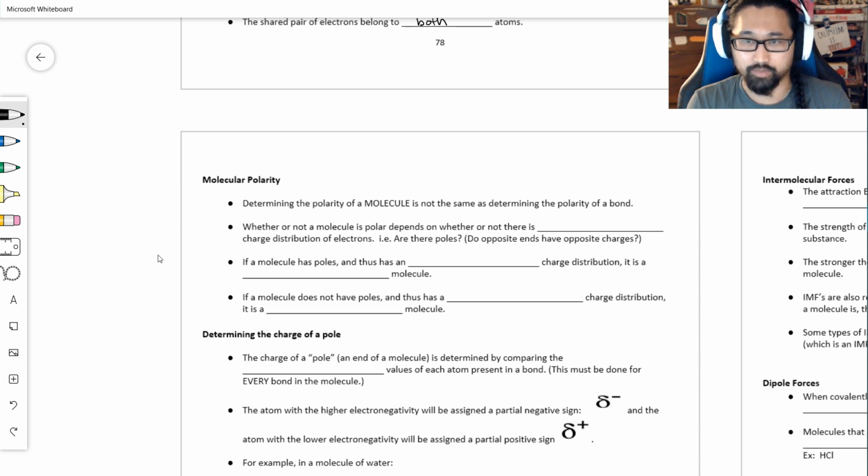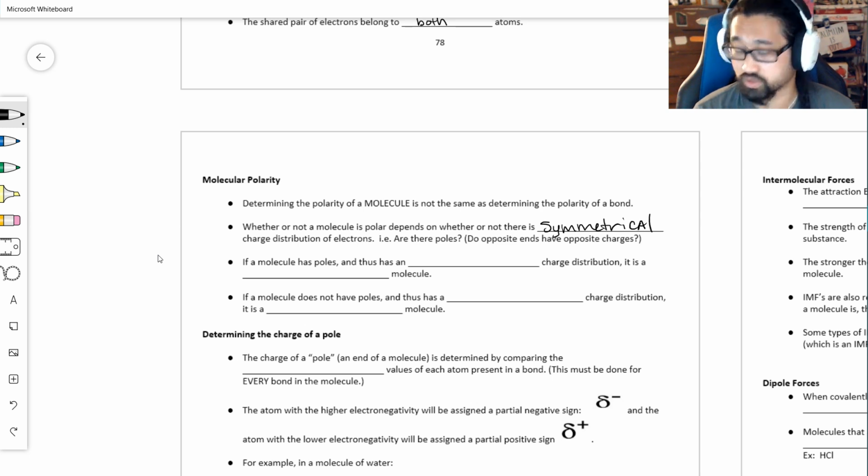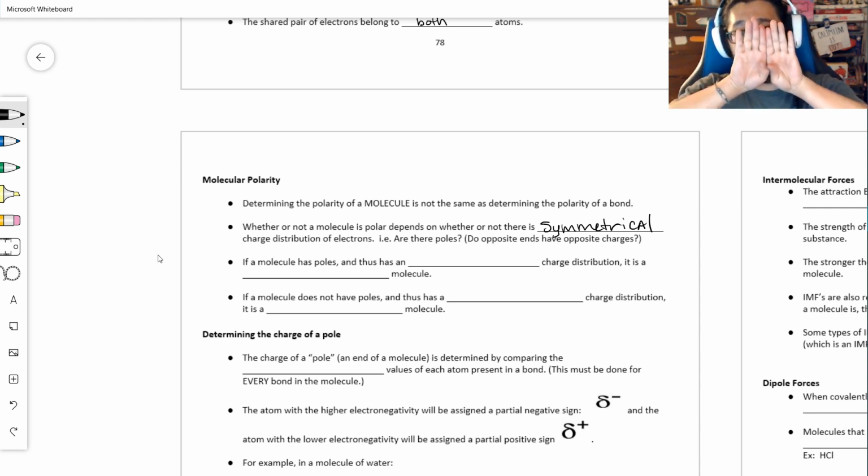We will much more frequently discuss the polarity of the whole molecule, which is why I talked about the example of the North and South Pole for the Earth, as far as having poles, right? Determining the polarity of a molecule is not the same as a bond. I don't worry about the polarity of a bond so much, but we talk about the polarity of a molecule quite a bit. Whether or not a molecule is polar depends on whether or not there is symmetrical distribution of charge. Now, you hopefully remember from your art classes or elementary school, symmetry is a mirror image, right? This way, or a mirror image this way. The way that we look at it, you need symmetry in both directions. So you need up-down symmetry, and you need left-right symmetry, right?